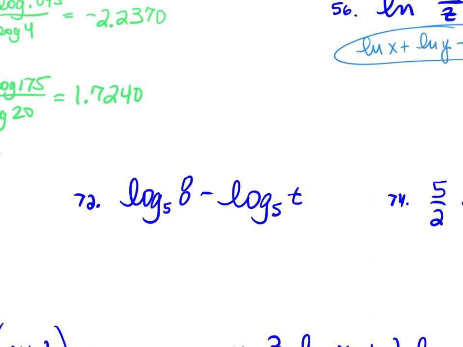So here I see subtraction, and I think, ooh, subtraction becomes division. They both had the same log base, so I write log 5 one time. And just how you read it is how you write it. So it would be 8 divided by t.